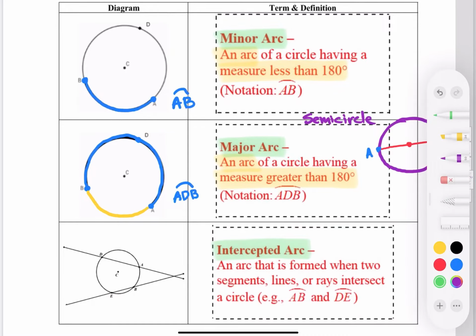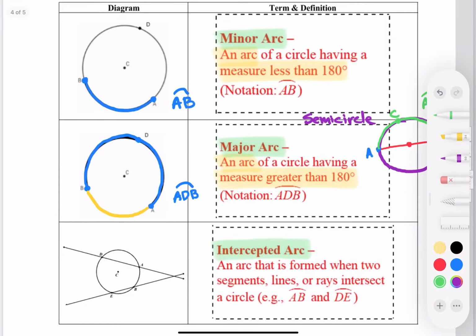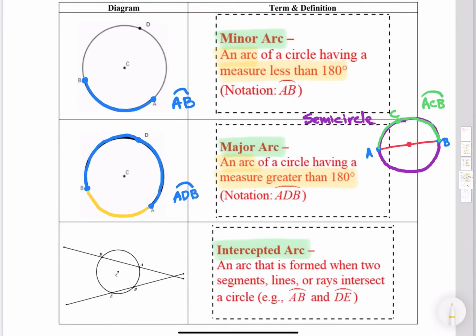Now if I'm talking about the top portion, I want to use a third point. I'll call this C. So if I want to talk about this semicircle over here, then I need to denote it with 3 letters, A, C, B. So just like a major arc, I have to denote a semicircle with 3 letters, because if I call it AB, then I might be talking about this bottom portion here.